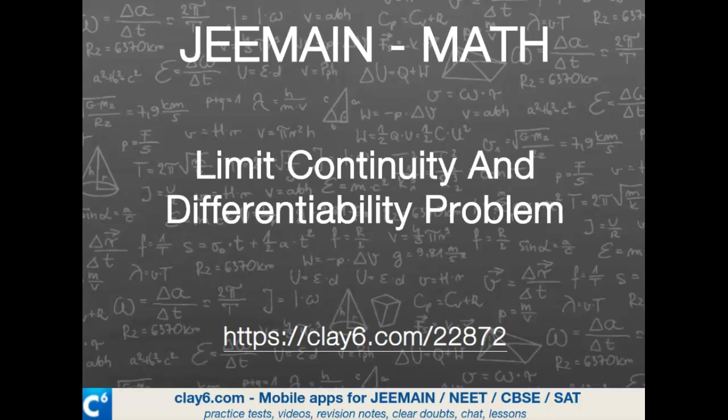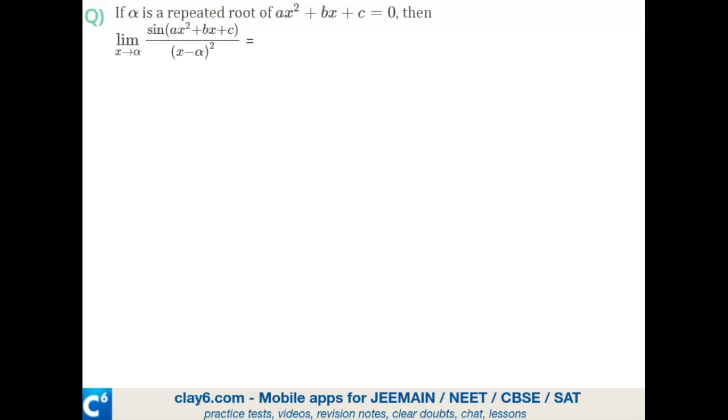A simple problem in limits and continuity. If alpha is a repeated root of ax squared plus bx plus c equal to 0, then limit of sine of ax squared plus bx plus c divided by x minus alpha squared equals.